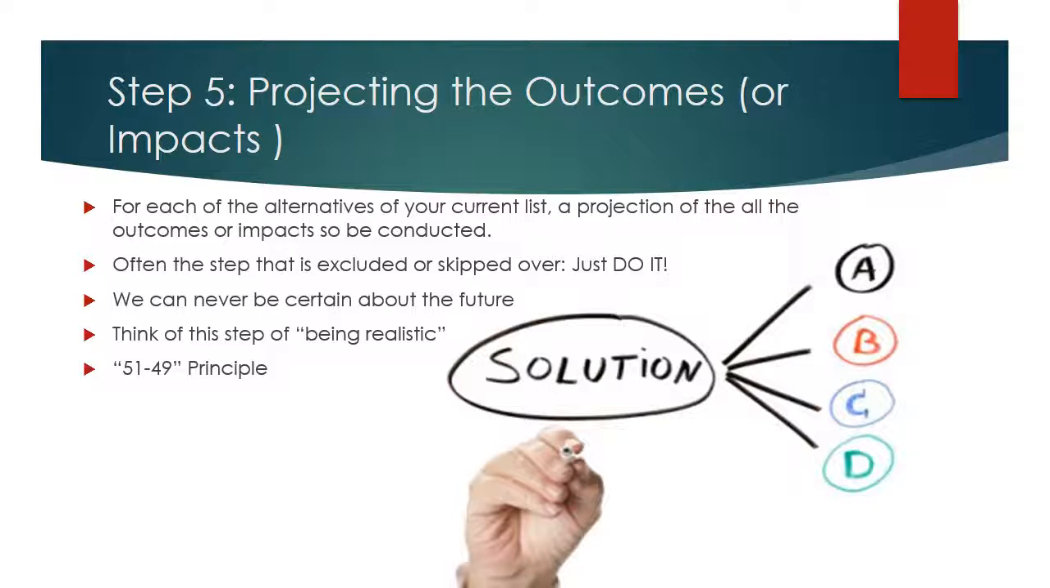There is a 51-49 principle that I want to talk about, and with this principle, it states that we treat 51% of our confidence in our proposed policy as 100%, which can cause us to mislead ourselves.